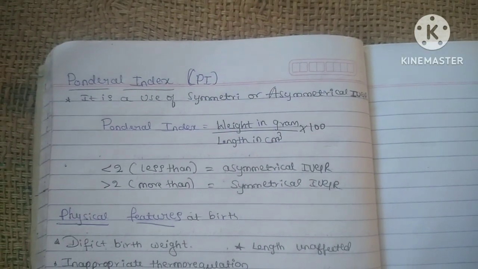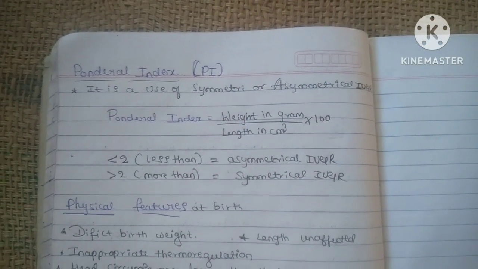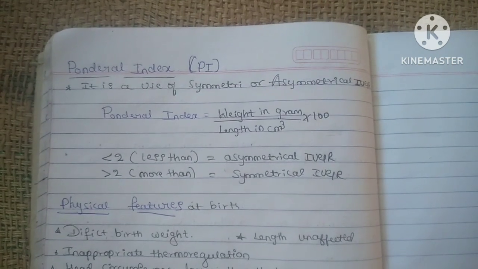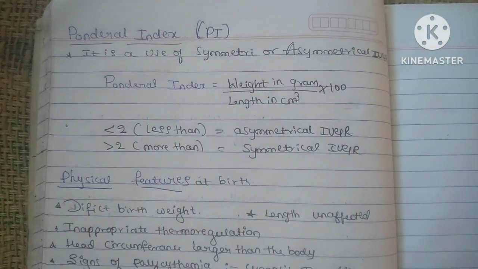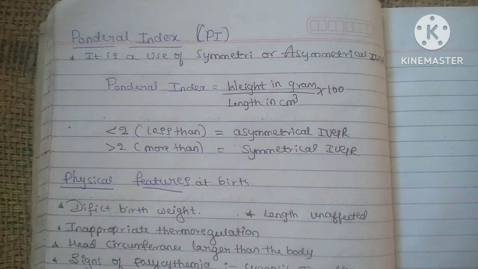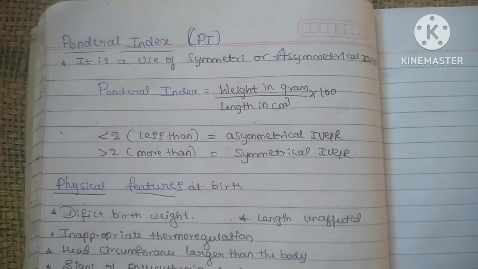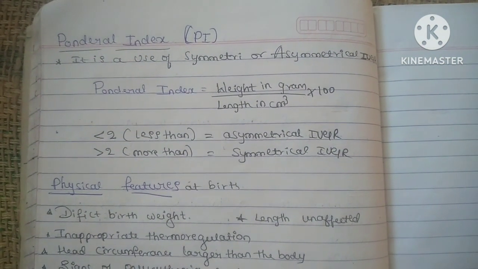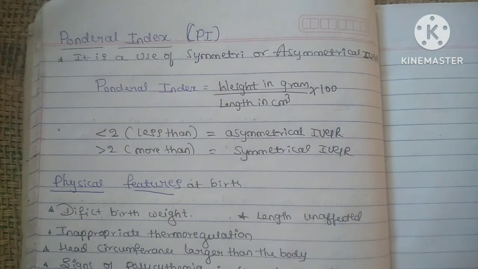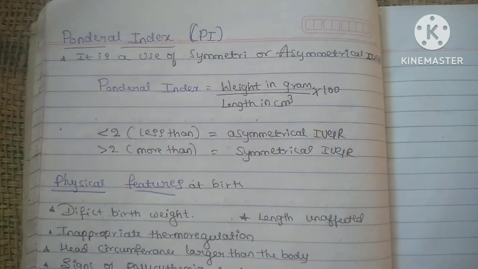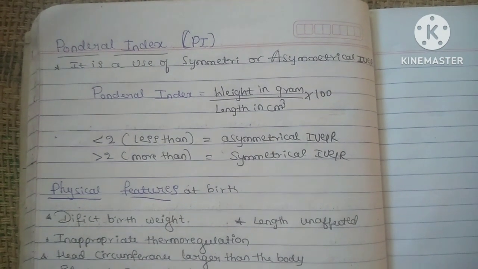One is the Ponderal index. The Ponderal index is an important index used to distinguish symmetric and asymmetric intrauterine growth retardation. We can conclude from this index. The Ponderal index is the weight in grams over the length in centimeters cubed, times 100. Less than 2 is asymmetric and more than 2 is symmetric.